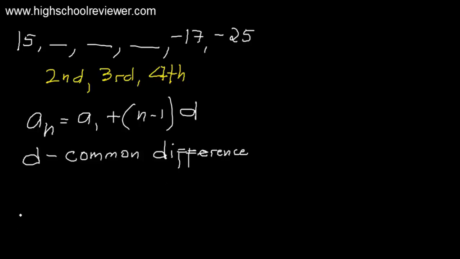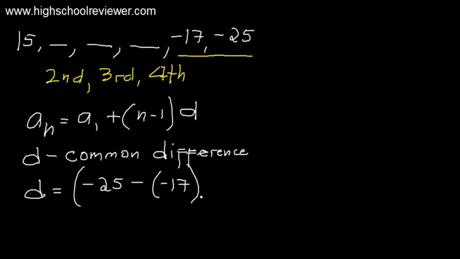Okay, so the common difference is the difference of two consecutive terms. Now, since our given here has two consecutive terms, negative 25 and negative 17, we can find the value of d. So our d here will be equal to negative 25 minus negative 17. So negative 25 minus negative 17 will be negative 8. So our d now is negative 8.